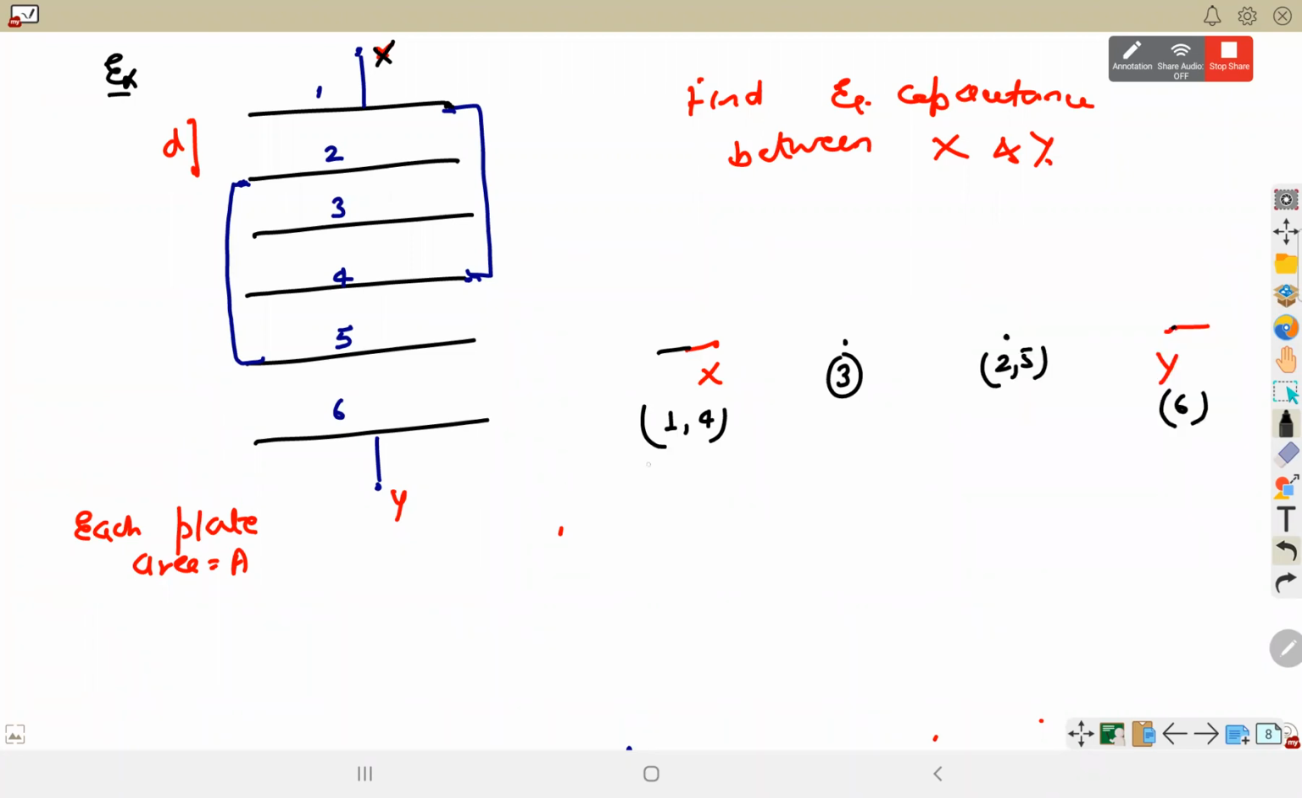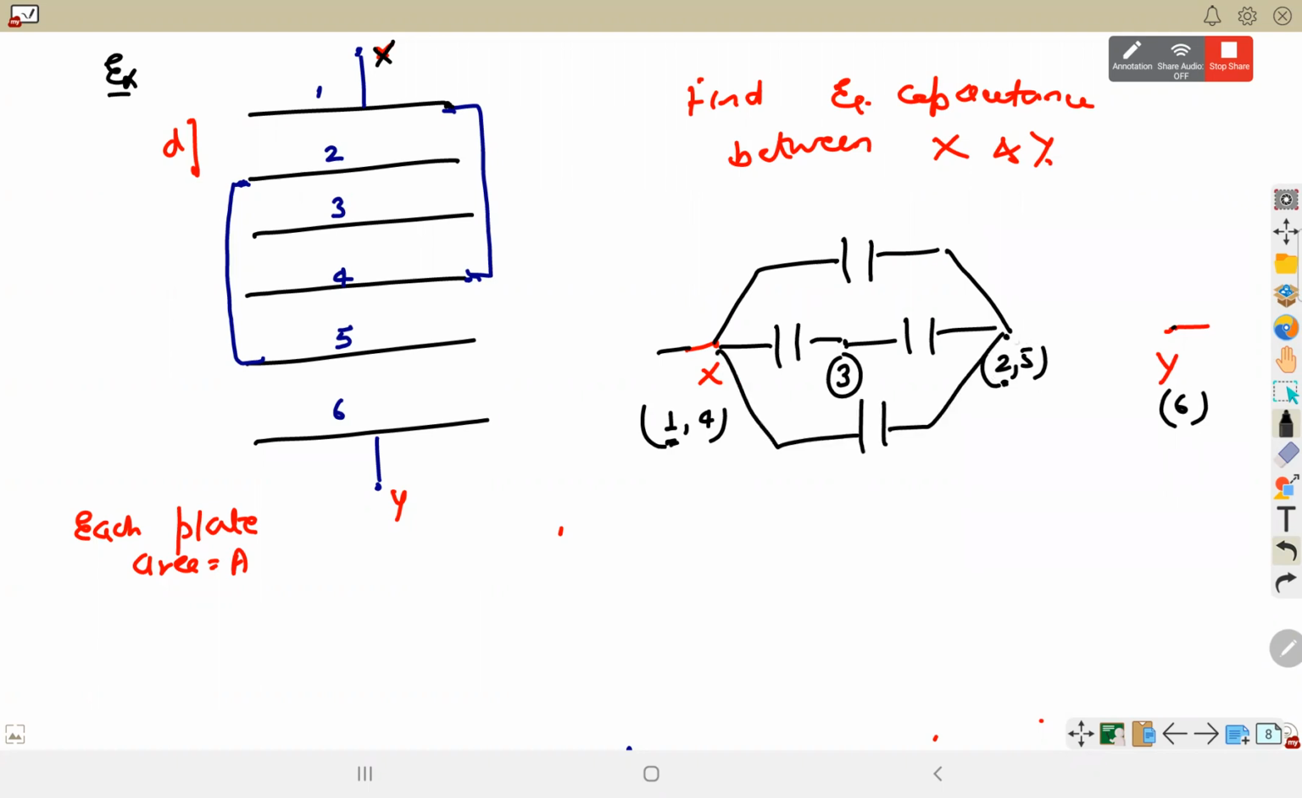First capacitor is between 1 and 2. 1 is here, 2 is here. Then between 2 and 3. Then between 3 and 4. Then between 4 and 5. And then between 5 and 6. This is the circuit.